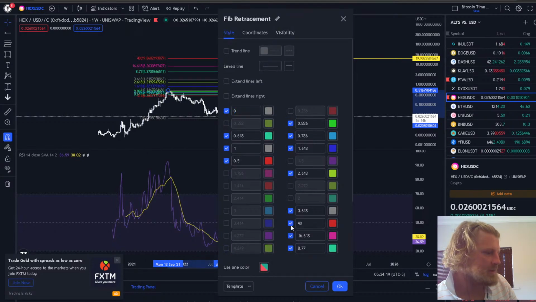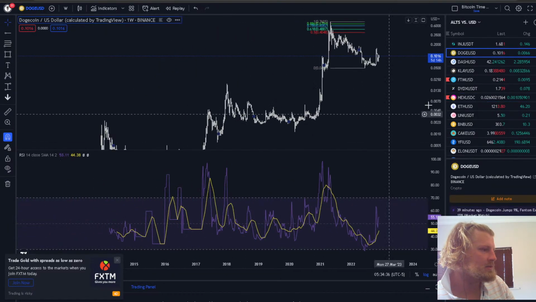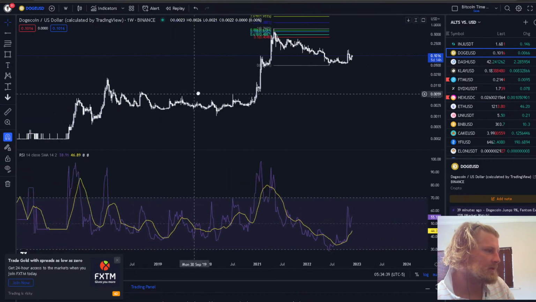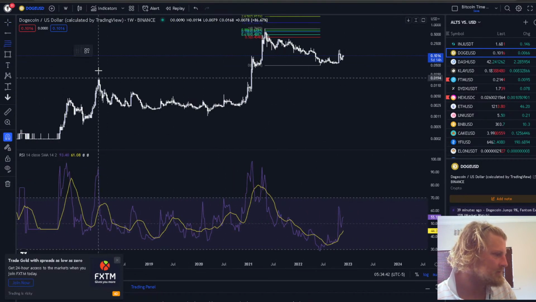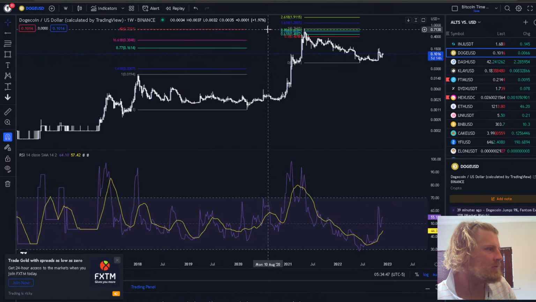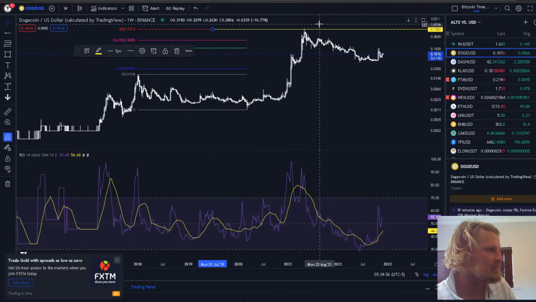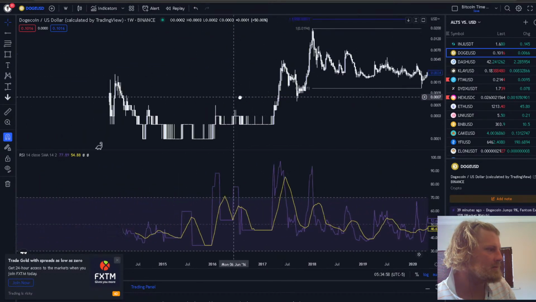Just cleaning up this chart a little bit. If we do that, let's do these extensions on Dogecoin to see what it did in its previous cycles. Right, this was the 2018 top. And we can also see that Dogecoin perfectly hit its 40 extension, right at 73 cents, perfectly indicated at the top, right?